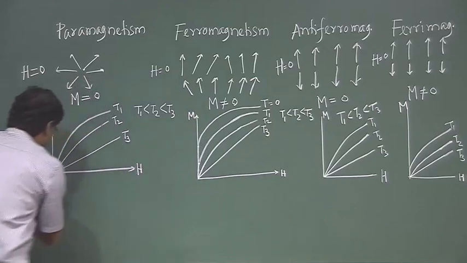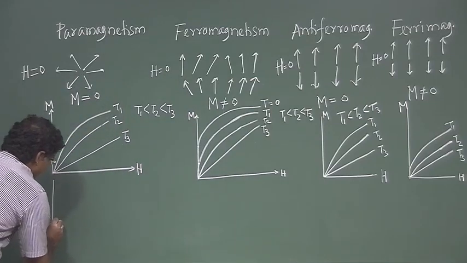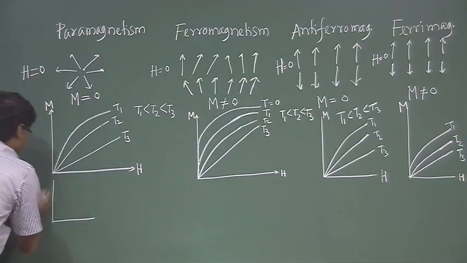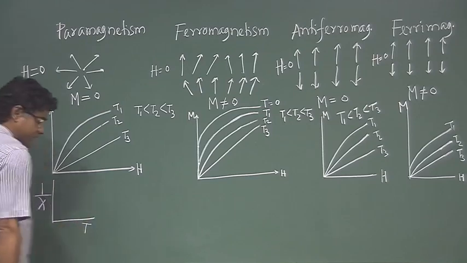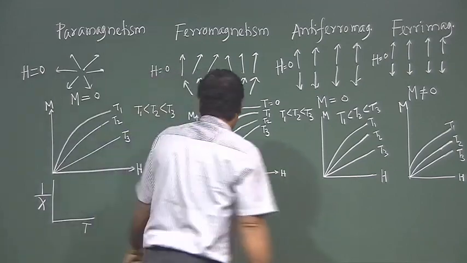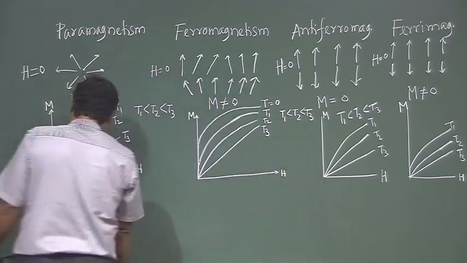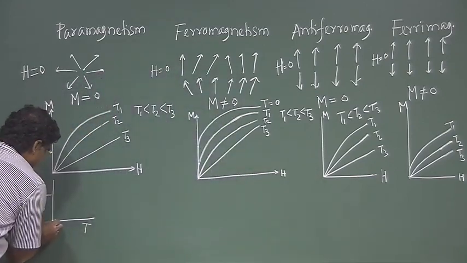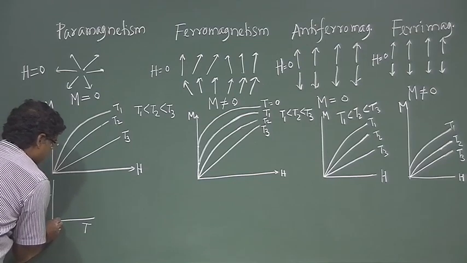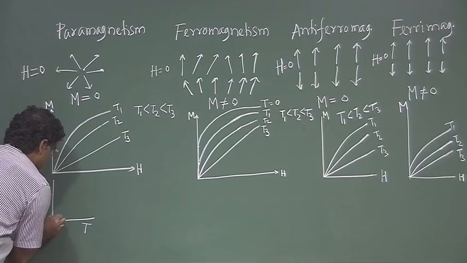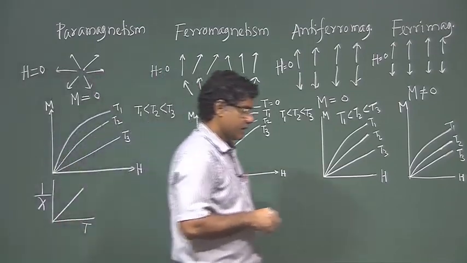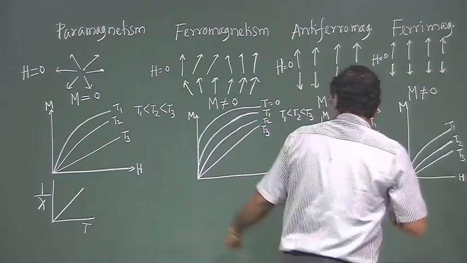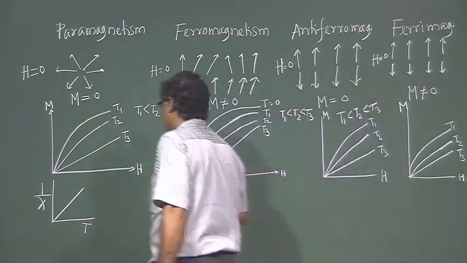but if you plot 1 by chi as a function of temperature, then we will see this variation. I think I can draw one. This variation is like this, a straight line, which we have seen earlier also for the paramagnetic case.